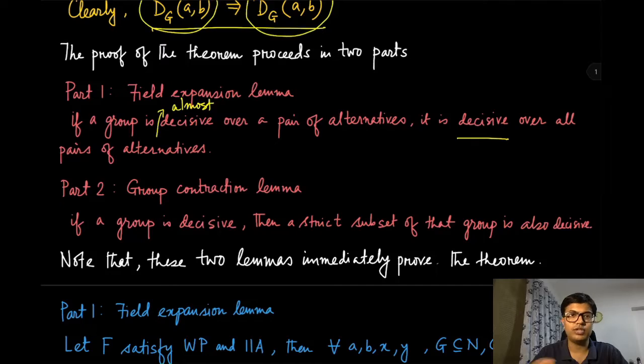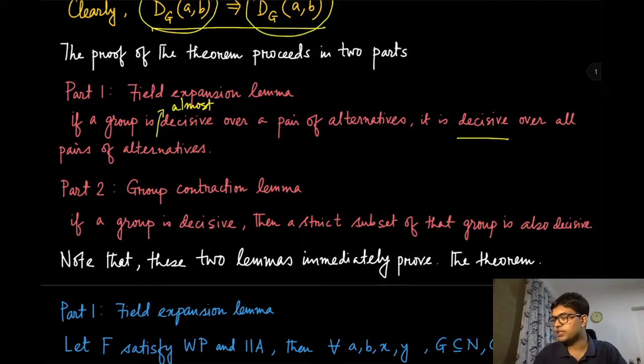Now if you apply the field expansion lemma, then you know that this is decisive over this pair of alternatives, and you can replicate that for any pair of alternatives. So it is going to be decisive over all pairs of alternatives. That is the first part. Now I can repeatedly use the group contraction lemma to reduce the size of the set of almost decisive individuals, until you have only one individual left, and that individual is going to be the dictator. That individual's preference over any pair of alternatives is going to be the final outcome, and that essentially is Arrow's impossibility result. Okay, so that is the overall idea.